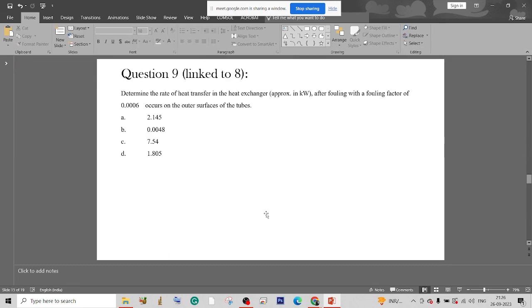Okay, let's not check that question. Let's be over with this question. In the same way, we'll be using the overall heat transfer coefficient, and we'll be calculating the new rate of heat transfer. Right. So I'll give you 2 minutes to solve this. Then we'll proceed with the solution.